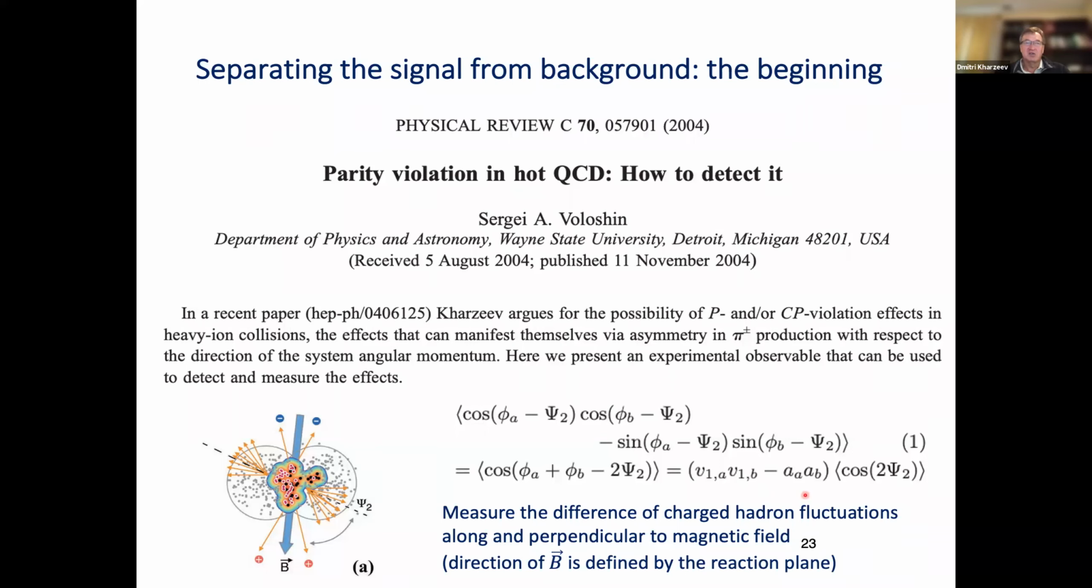So it was understood from the very beginning that these backgrounds will be there, and these observables are designed to eliminate at least part of this background. Unfortunately, not all, as I will explain later.